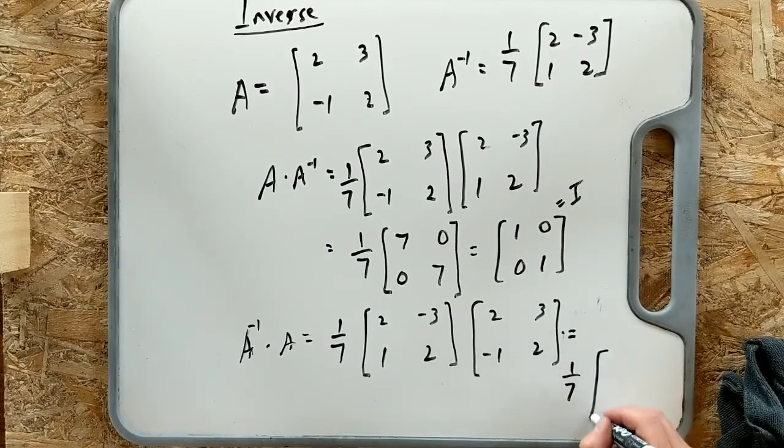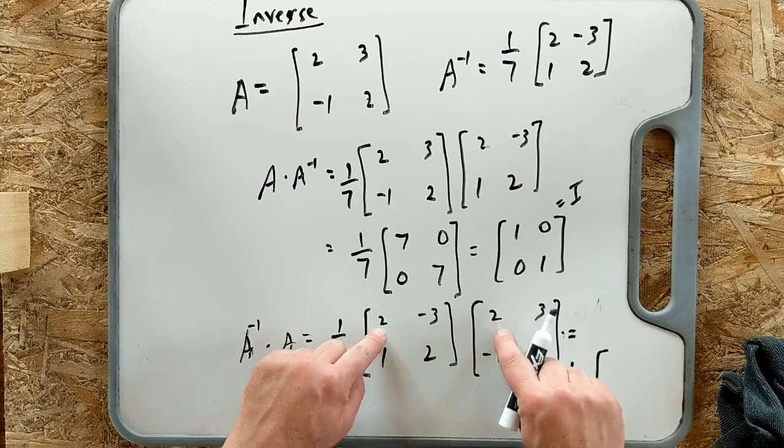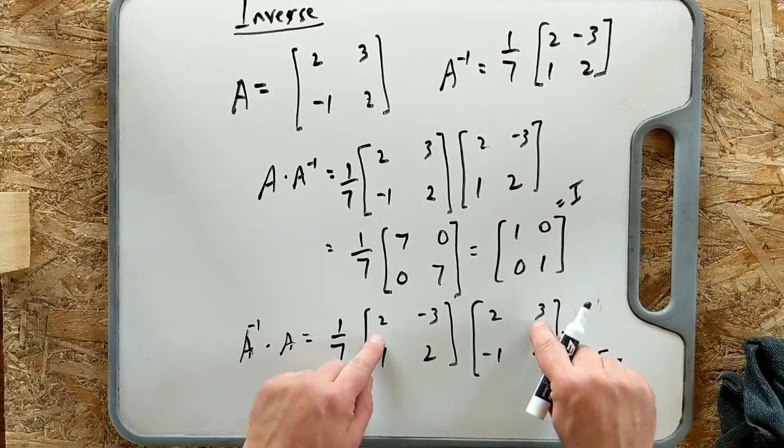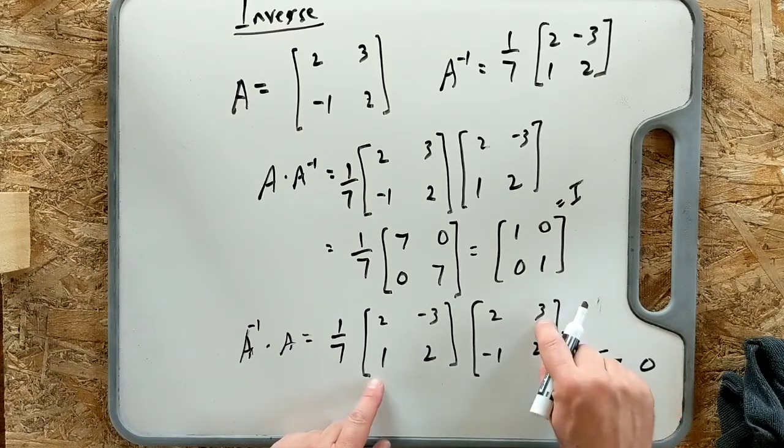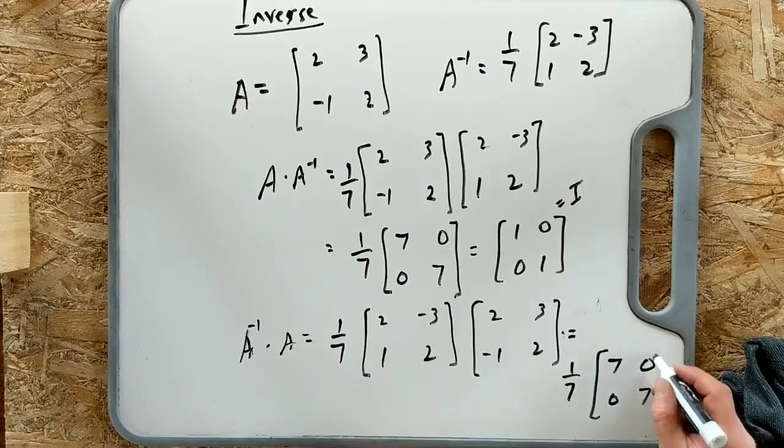So now we'll do 1/7 here again and do row times column. 4 plus 3 is 7. 6 minus 6 is 0. 2 minus 2 is 0. And 3 plus 4 is 7, which again is 1001.